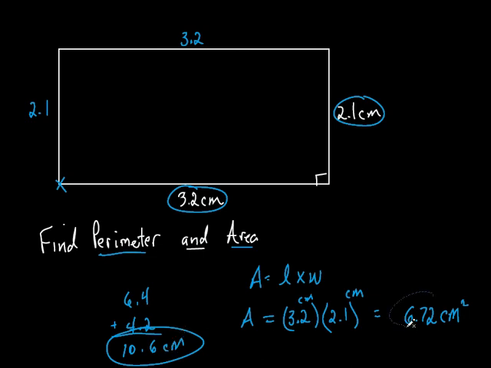All right, so the area of that rectangle is going to be 6.72. Make sure I'm looking at the right thing. Yep, that looks right. You could just round it to 6.7 if you wanted to. I'm not going to be that particular, but I'm just going by what the book says, it's 6.72.